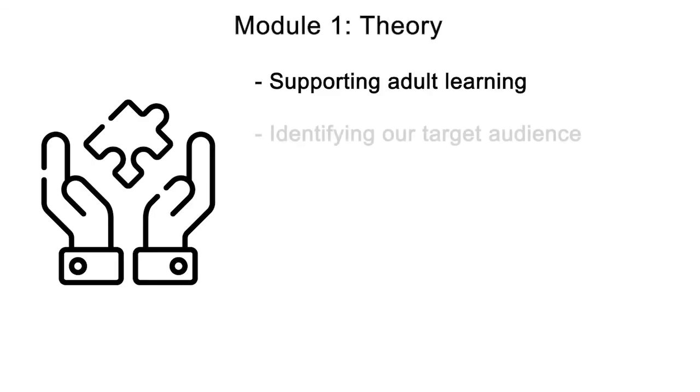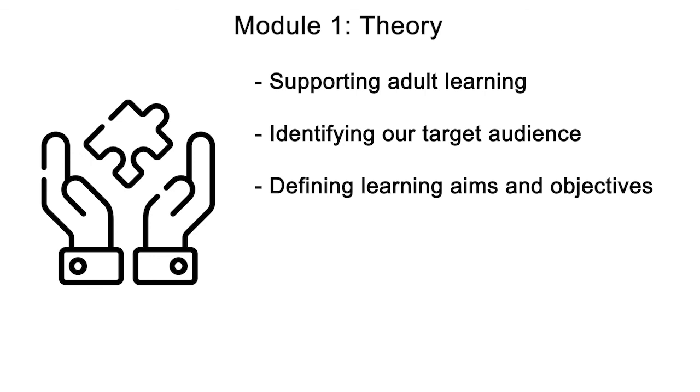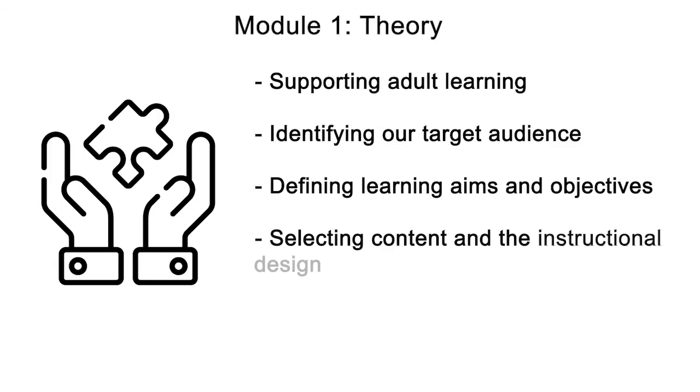In this module, we will be covering supporting adult learning, identifying our target audiences, defining learning's aims and objectives, selecting content, and instructional design. The activities are designed to help support you to have a theoretical understanding of the task of designing an educational course and help you to be able to do it at the same time.